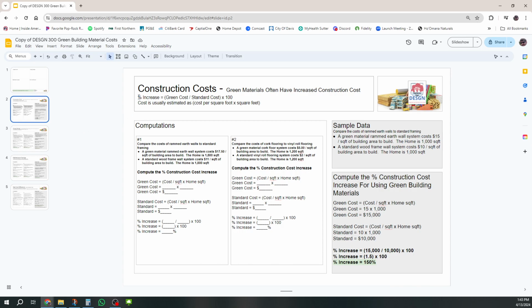Okay, so we're maybe interested in a percent increase in costs for using green materials. And that would be the green cost of the material divided by the standard cost of the material times 100. And to get that cost, we often have estimates that tell us cost per square feet. So if we know the cost per square feet of a material times the square feet, that's the cost. So here's a sample one over here. Let me zoom in on this so that you can see how to do this.